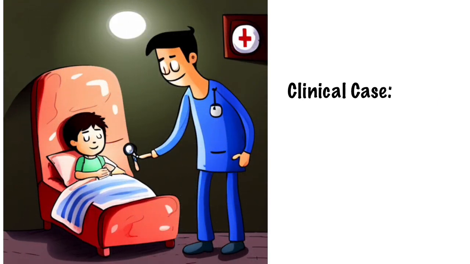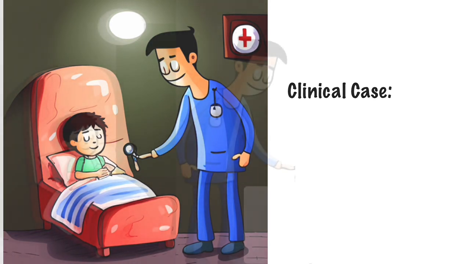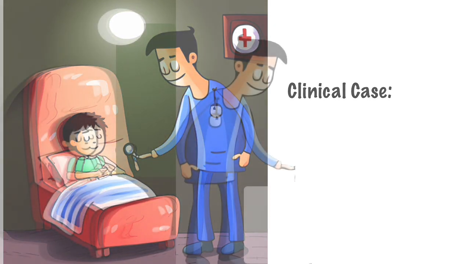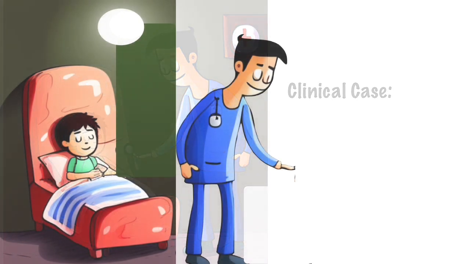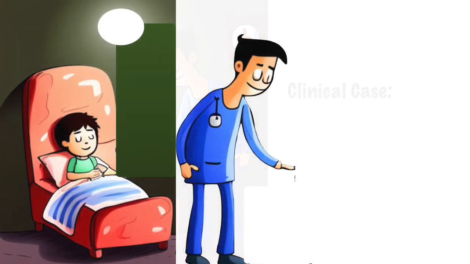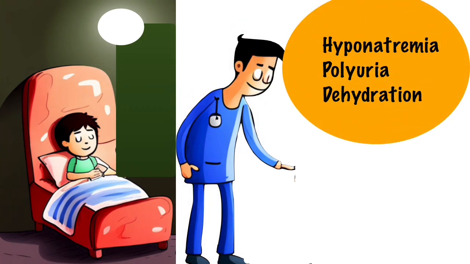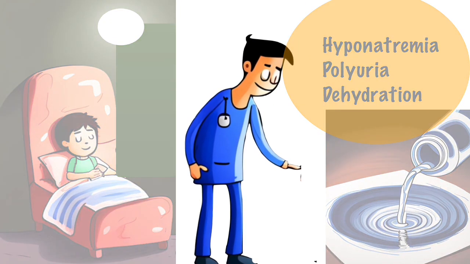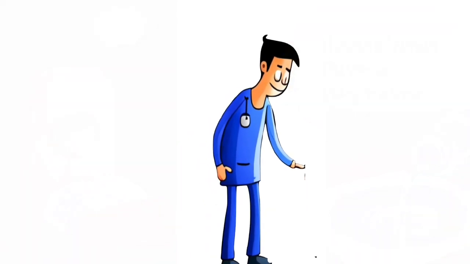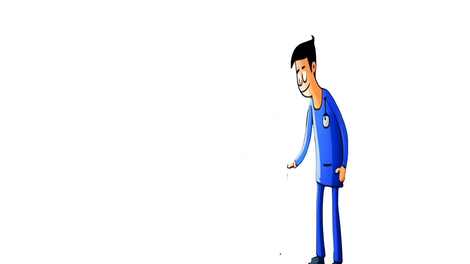A 5-year-old boy presents with hyponatremia following recent neurosurgery for the resection of a cerebral tumor. The patient exhibits symptoms of moderate hyponatremia, including polyuria and decreased skin turgor. There is also clinical evidence of extracellular fluid depletion with hypotension.